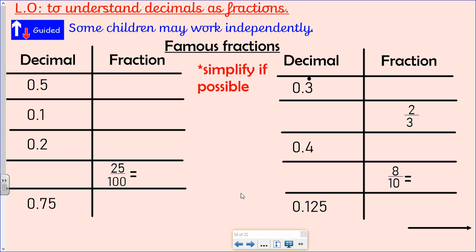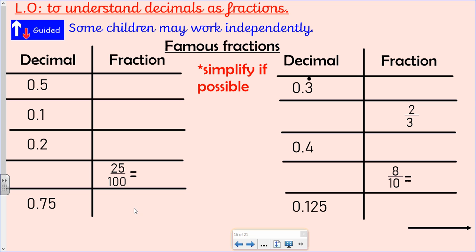Right, still guided, but there's a little task for you to do on these famous fractions. So what I would like you to do, please, is have a go if you can on your own. You can always play back that bit of the video that we've just done. So can you think about what each of these decimals is as a fraction? Okay. So start with 0.5. Think of it as a fraction. 0.1. Think about what place value column you're in. 0.2. And then this one's going the other way. The equal sign means I'd like you to simplify it.